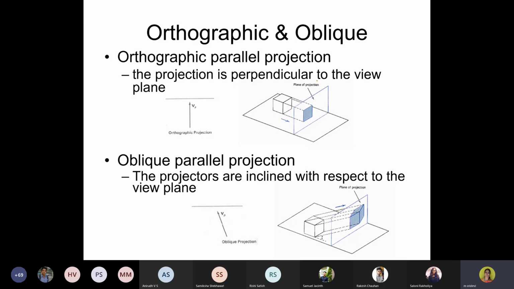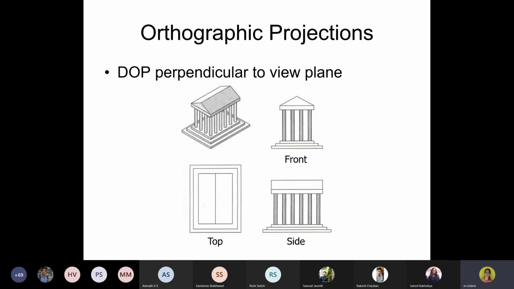Coming to orthographic and oblique projections, in orthographic the projectors are perpendicular to the view plane, whereas in the case of oblique projections, the projectors are inclined with respect to the view plane. We will discuss some examples, some problems related to this, and then we will move on to the slides again.